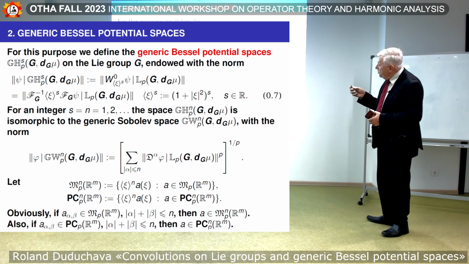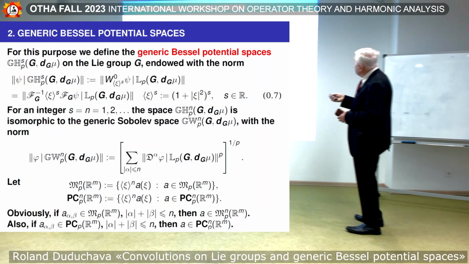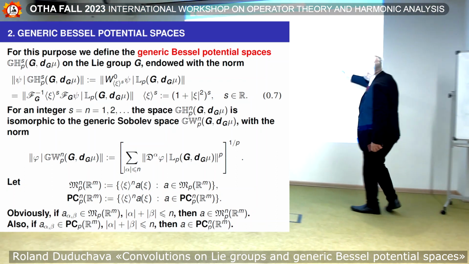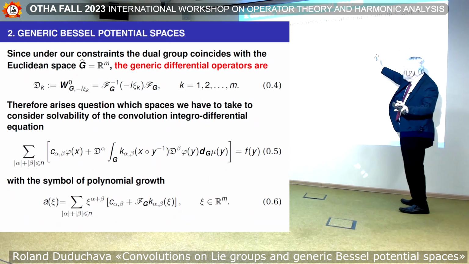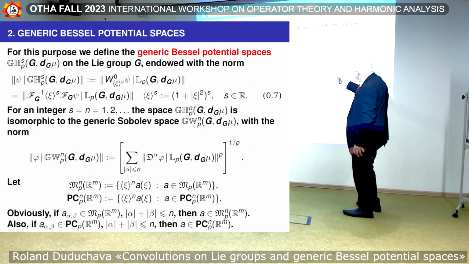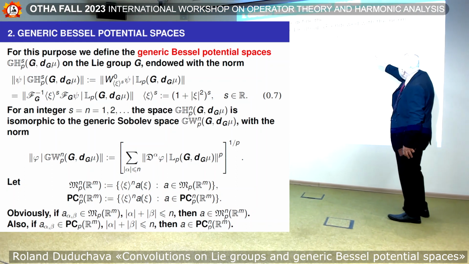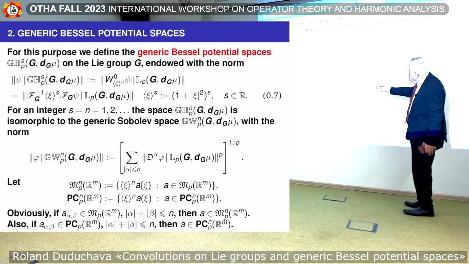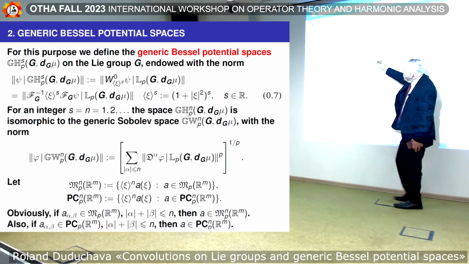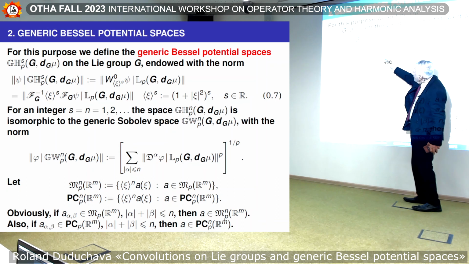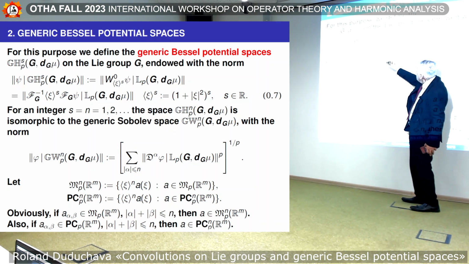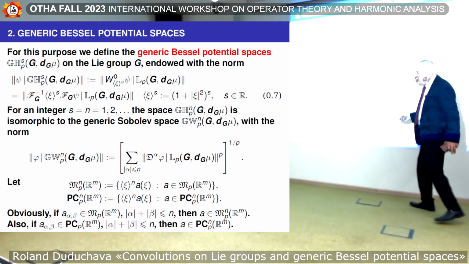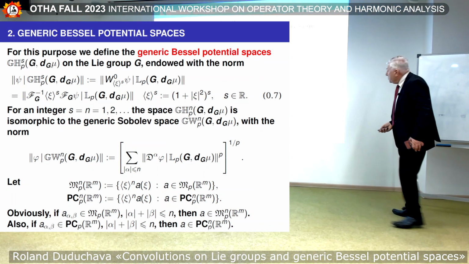You take such a symbol, as in the usual definition. You take this function as a symbol, you take the Fourier convolution operator with this function, and this is the Bessel potential. It will be clear a bit later. Then take this norm: the Fourier transform of the function, multiplied by this function, inverse Fourier transform, and the norm in LP. This is the norm in the Bessel potential space, the generic Bessel potential space.